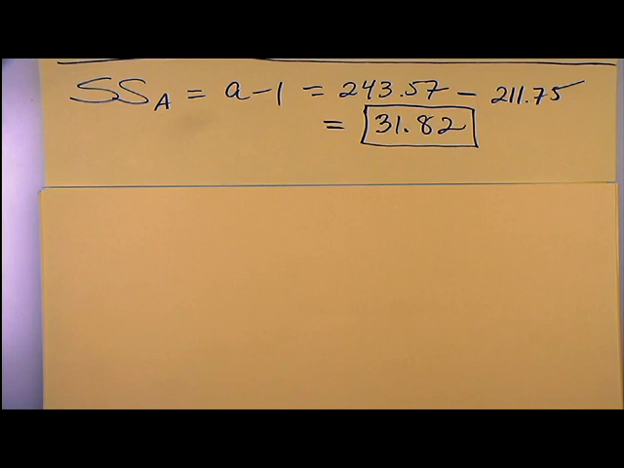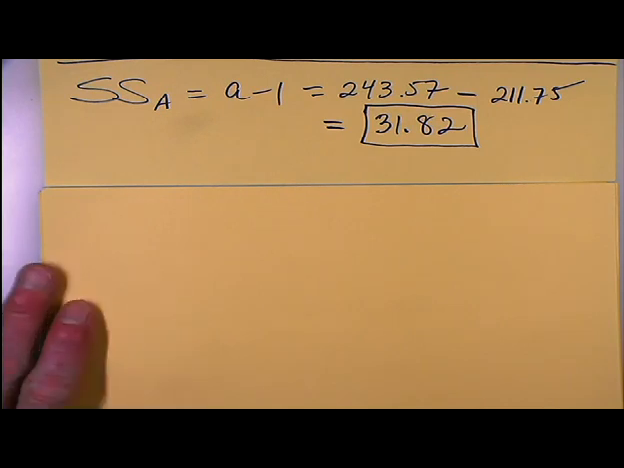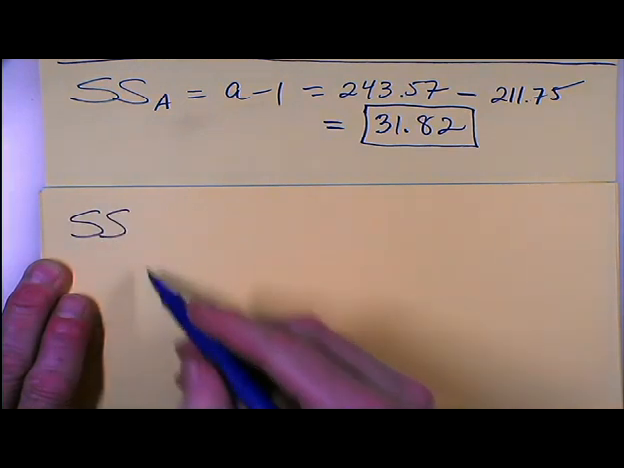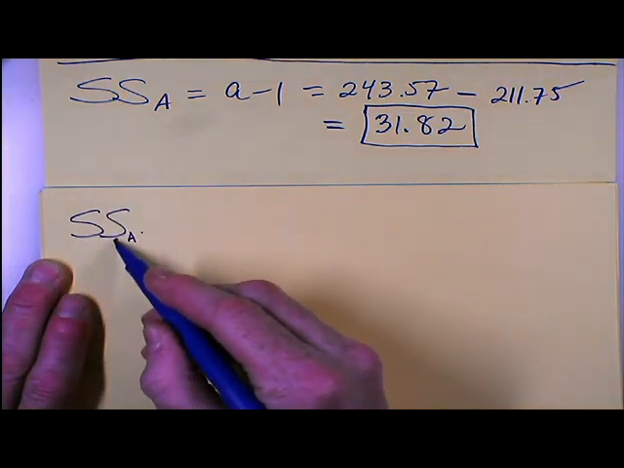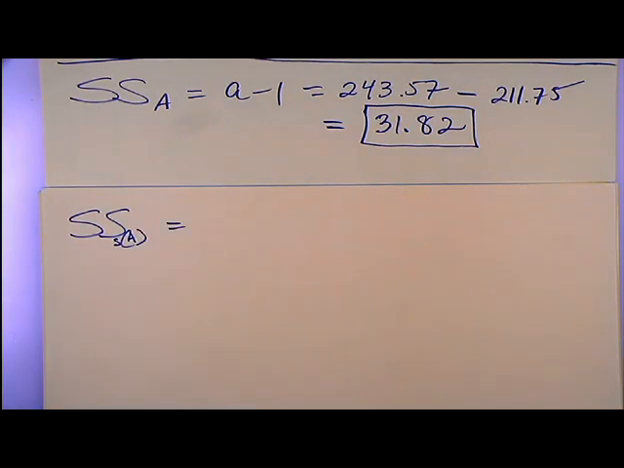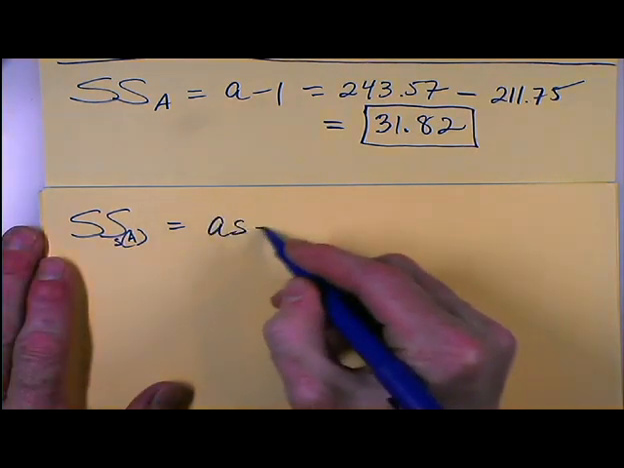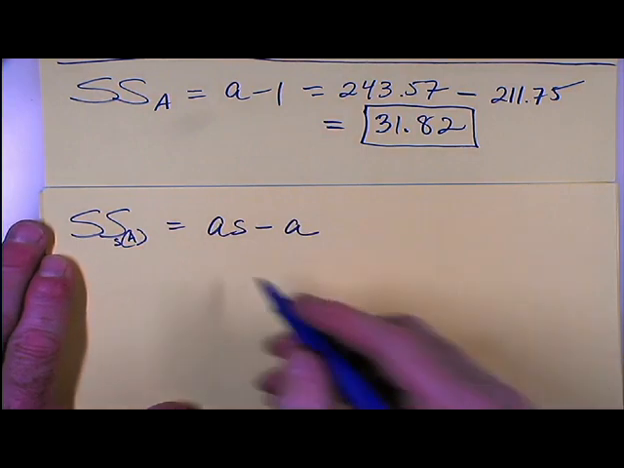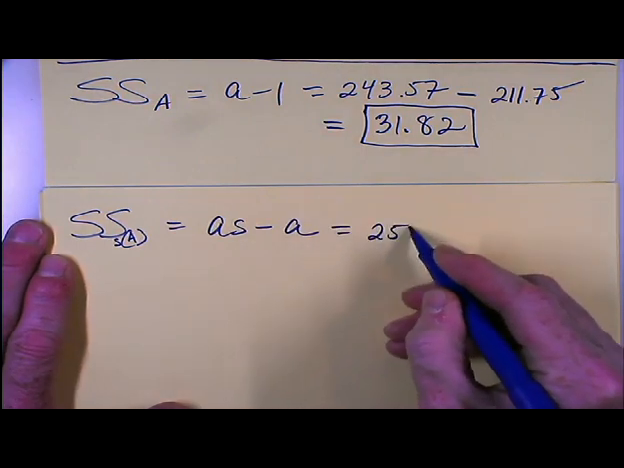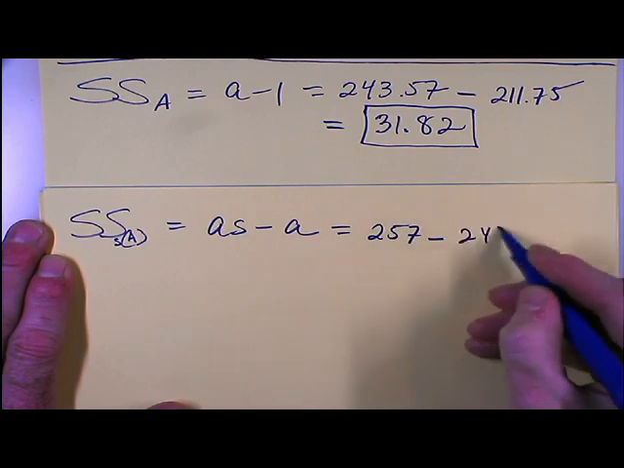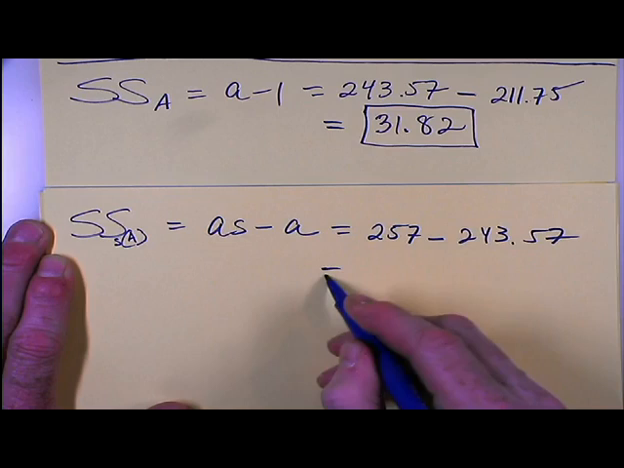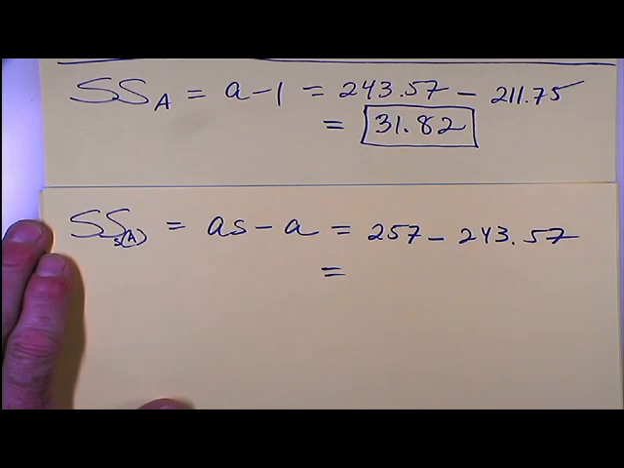Okay. All right, so our next term is what? Sum of squares, subjects nested in A. There's no B. That's what I meant. That's what you meant. B? No. Subjects nested in A. And so that formula is AS minus A. So our AS term is 257 minus 243.57 equals.